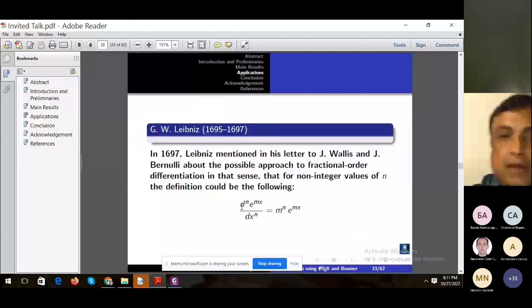Then, as I told you, the applications are very, very important. So now we are discussing the third part of my talk, the applications in terms of fractional calculus. If we talk about the beginning of fractional calculus, then first we mention the contribution by the very eminent researcher, Professor Leibniz.